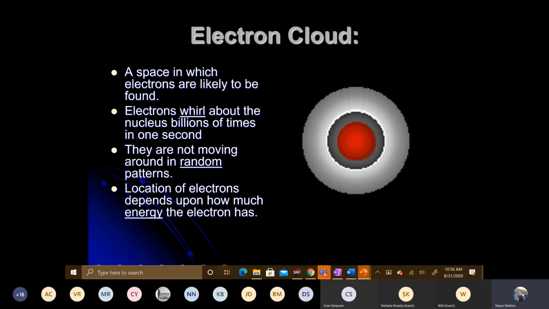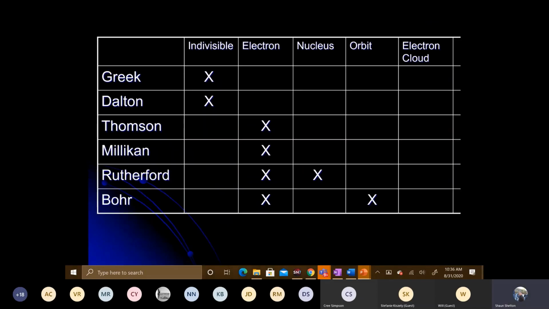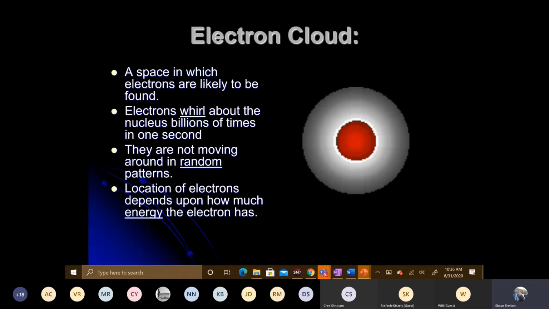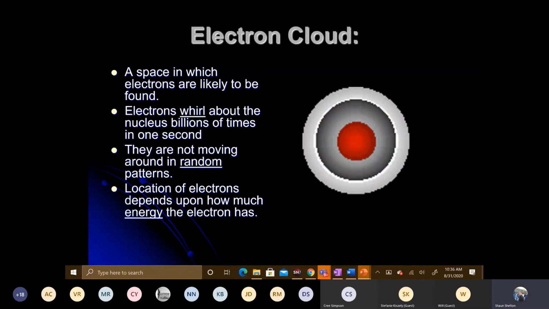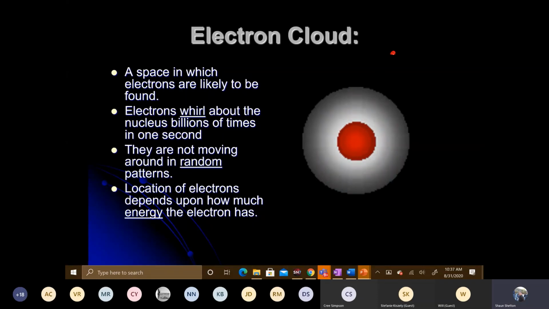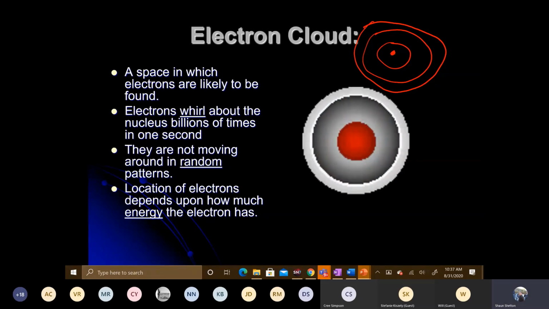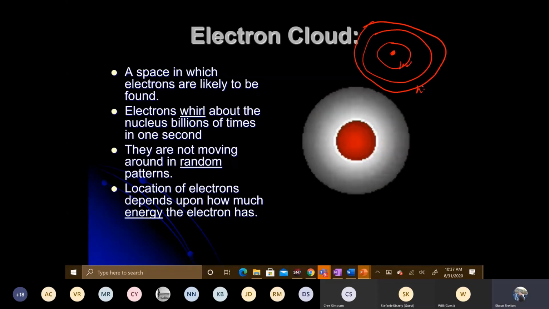In the electron cloud, a space in which electrons are likely to be found, electrons whirl about the nucleus billions of times in 1 second. They are not moving around in random patterns. Locations of electrons depend on how much energy the electron has. So when we look at the electron cloud and the different energy levels, the electrons found in the outer shell are going to have higher energy than the electrons found on the inner shells. So low energy, high energy.